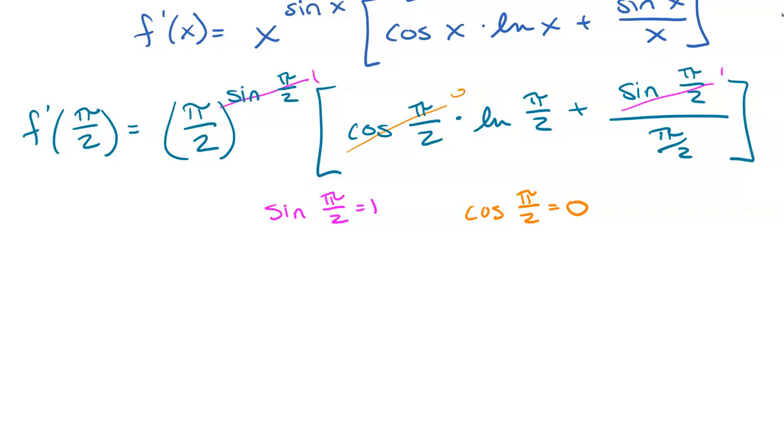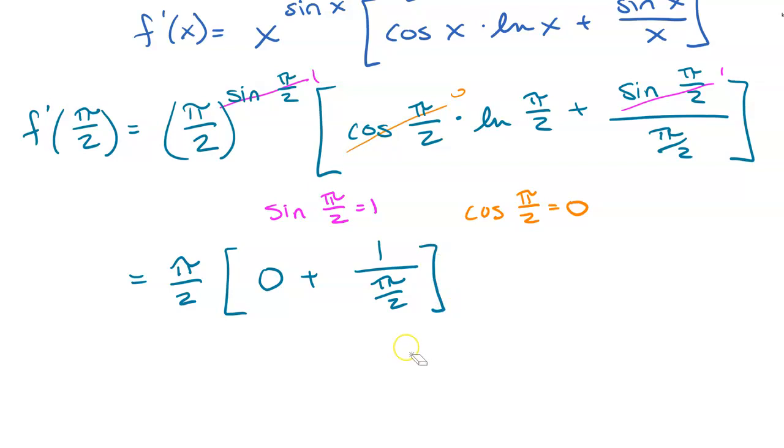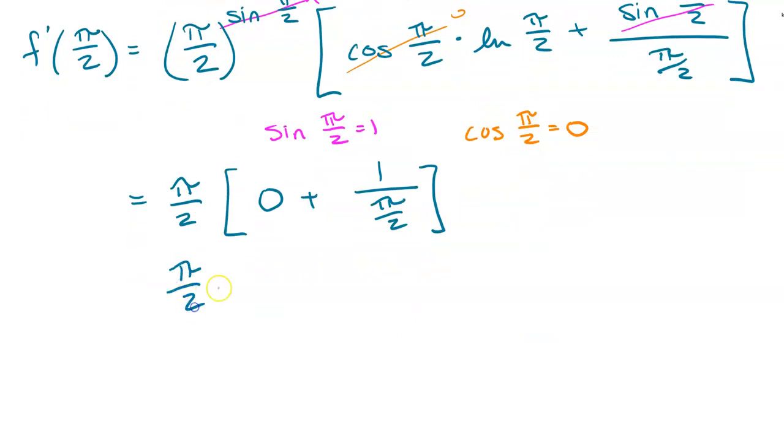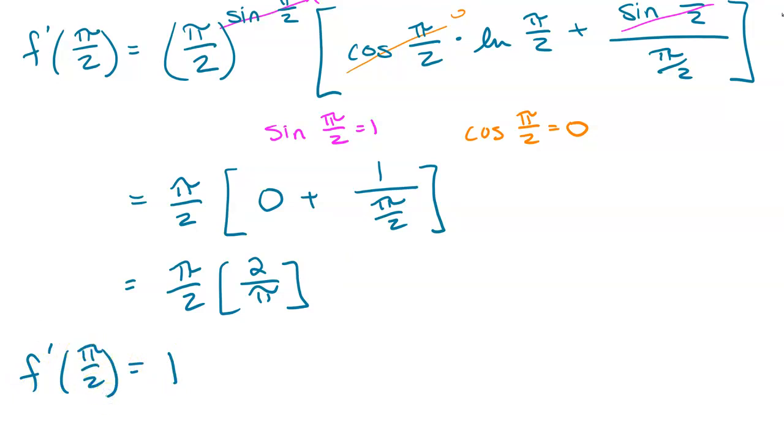So let's take a secondary look. So that'd be pi over 2. And then, well, 0 times anything is just 0, so that first term goes to 0. And that'd be 1 over pi over 2, otherwise known as 2 over pi, right? Which means we did a whole lot of work to get 1. But at least we're not simplifying some crazy fraction.